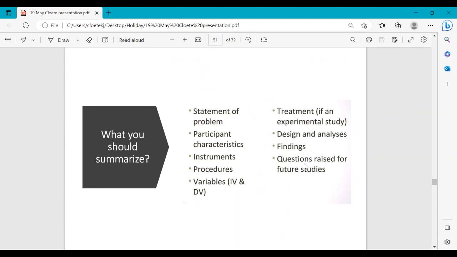Then also look at the design. For example, in medical studies, you get a lot of different designs. You get retrospective reviews, you get clinical studies, you get longitudinal studies. There's a lot of different designs. You need to understand what those designs entail and how it will link up or how it can complement your own work.